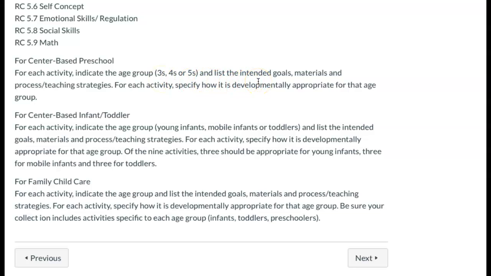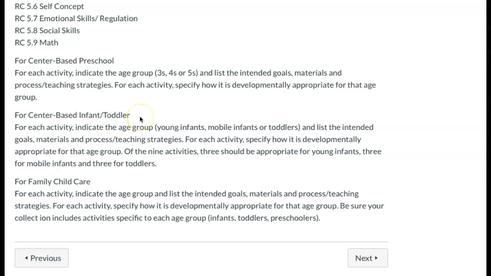Then you're going to have the title. I would write out the intended goal, materials, process, and teaching strategies. Then for each activity, specify how it's developmentally appropriate for that age group. It's very similar to our physical activities, and you can pull activities from that for this one, where you explain the activity and then explain how it meets a social skill. So if you're going to have some type of group game for social skills, explain how it works out problem solving or communication, how it meets that skill.